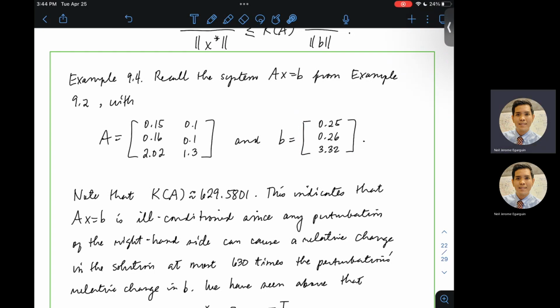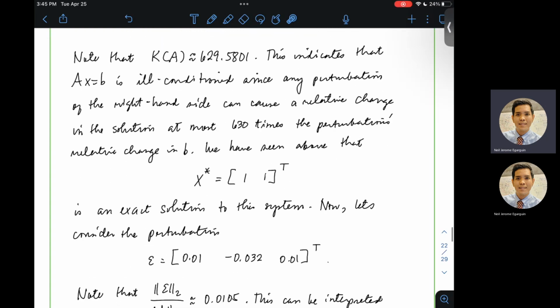Okay. Now, I'll show it to you later in MATLAB, but if you do the computations, you'll get kappa is 629.5801. So whatever the size of the noise that you introduce or that you incurred during the measurement of the right-hand side, it will be amplified by around 630 times in terms of the relative difference. Okay. So for instance, just take note that the exact solution is the vector 1, 1.